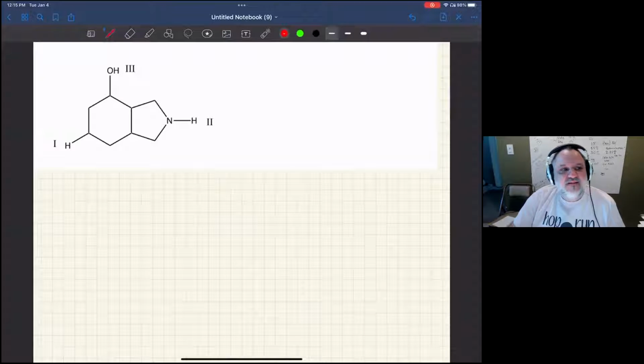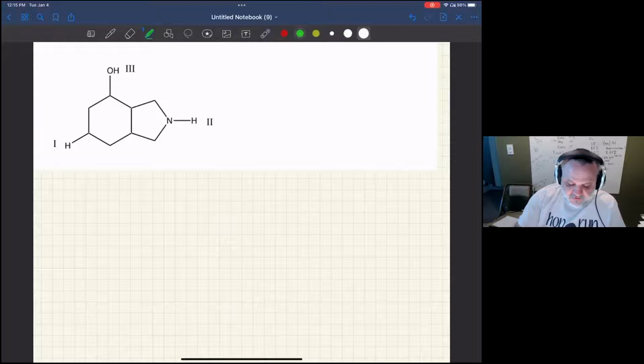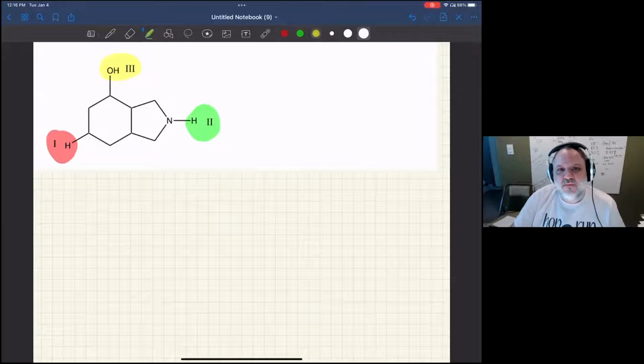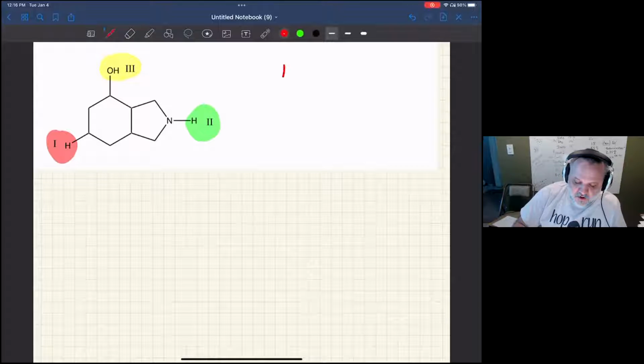This question asks us to decide which proton is more acidic. Is it proton number 1? Is it proton number 2? Or is it proton number 3? Which one is more acidic? Now, remember, there are some considerations to make.